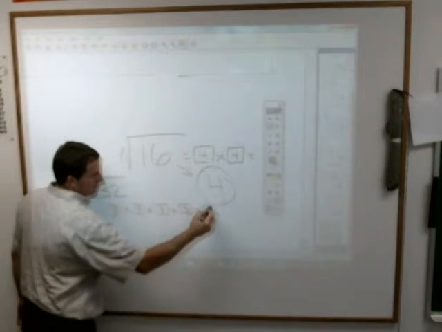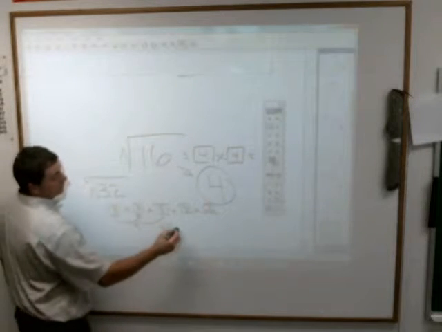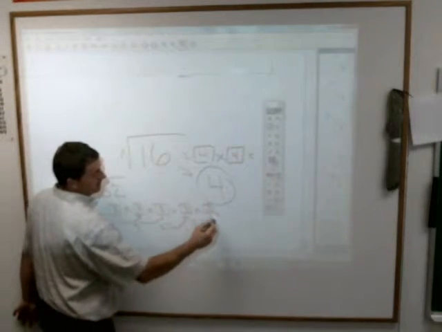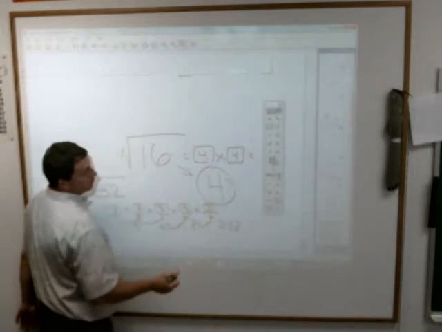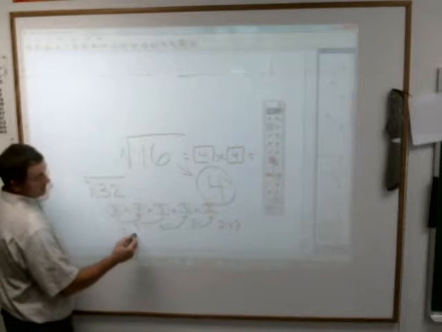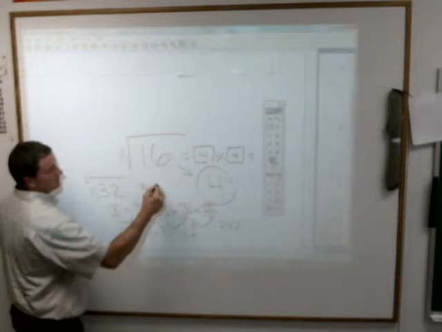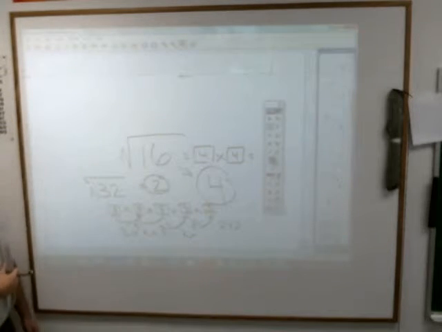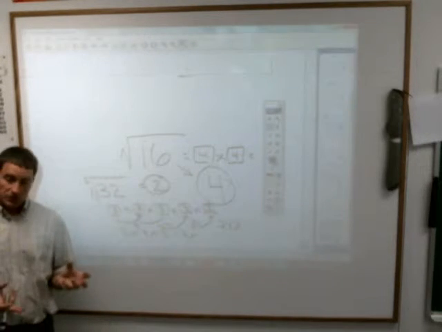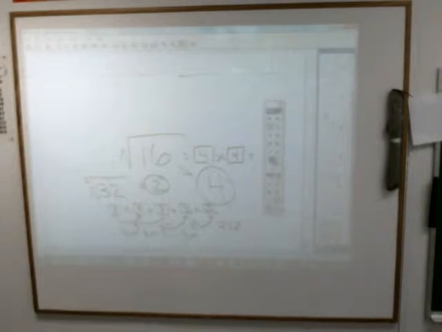But if I try 3, watch what happens. 3 times 3 is 9. 9 times 3 is 27. 27 times 3 is 81. And 81 times 3 is 243. It's way too big. So then you just drop down. Your choices are either 1 or 2. And 2 times 2 times 2 is 8. Times 2 is 16. Times 2 is 32. Okay. Again, no magic formula. It's not a division problem. They're just square roots and whatever roots.